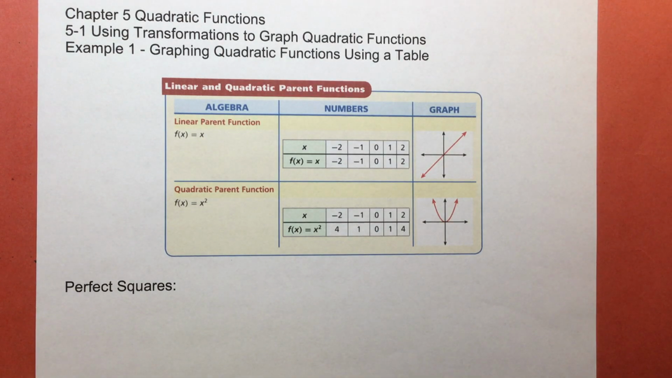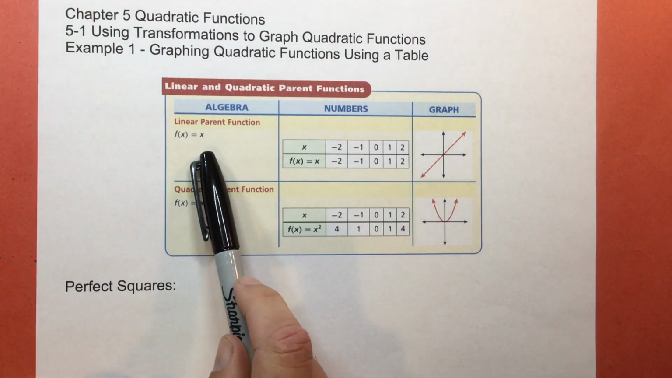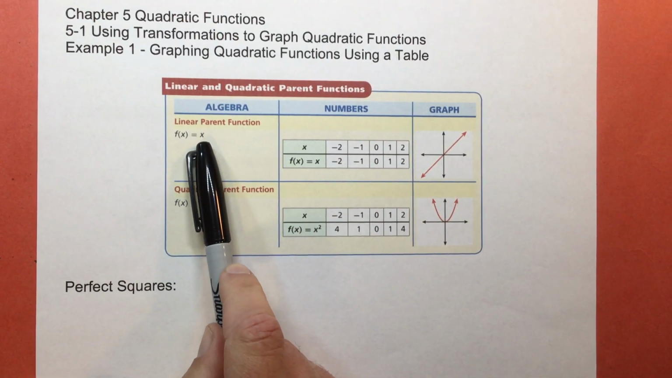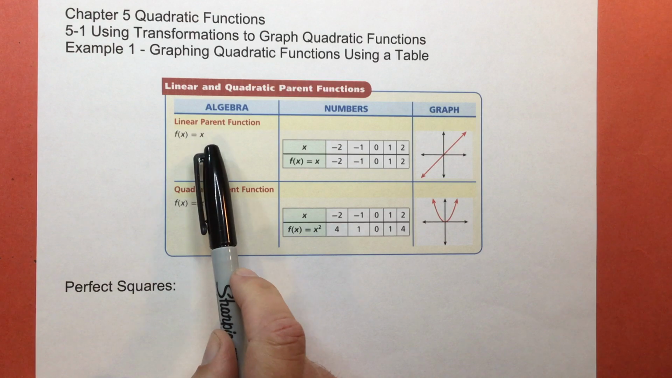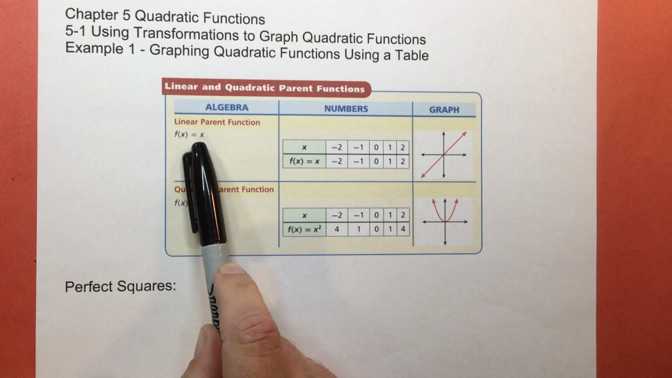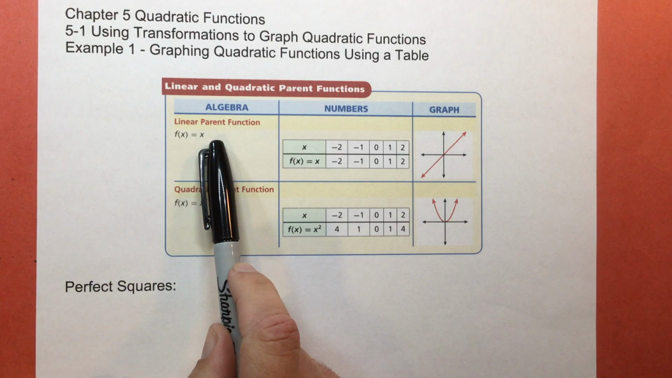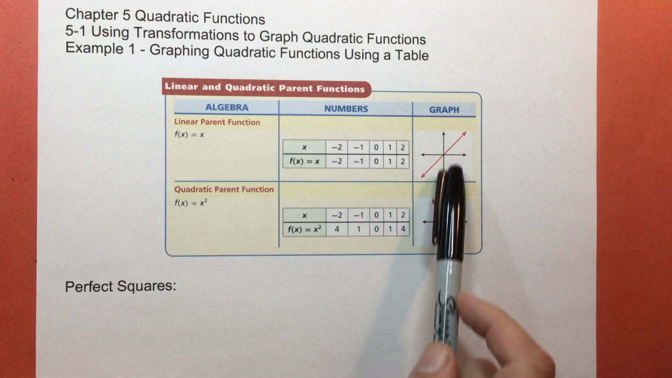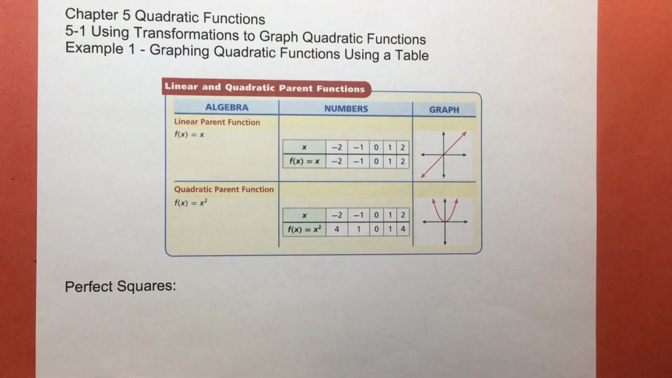So the parent function for the linear functions is just x. And we talked about multiplying by x, that gives the slope. We talked about adding, that gives the y-intercept. And we can change this around a little bit.